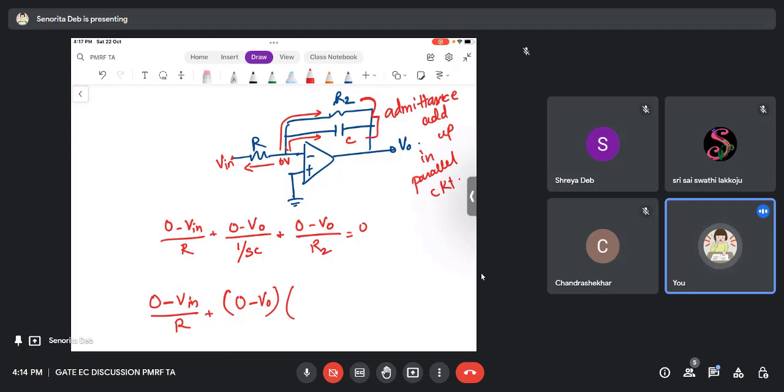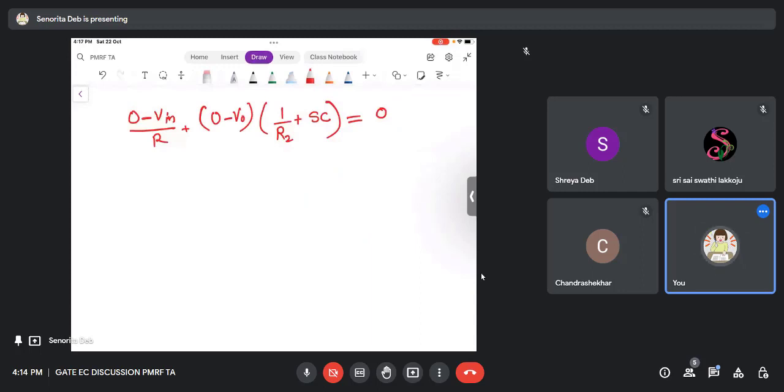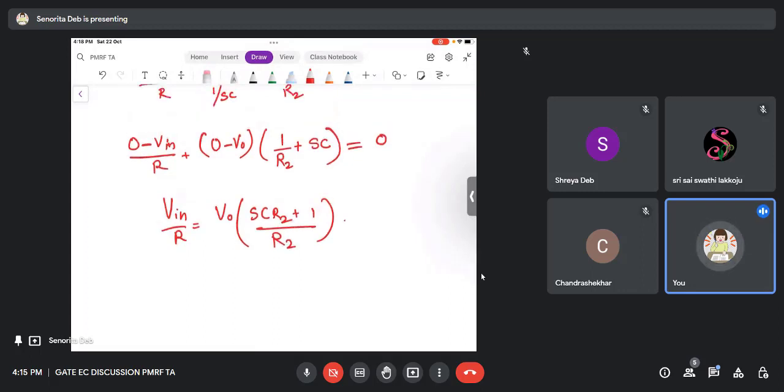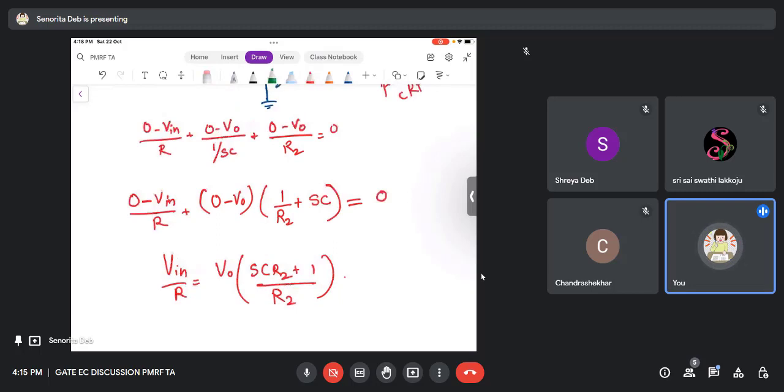So please solve the equation (0 - Vin)/R + (0 - Vo)(1/R2 + SC) = 0. So if you solve that equation, yeah, now it is updated. You can see that (0 - Vin)/R + (0 - Vo)(1/R2 + SC). Any doubt in this equation that I have written? You can ask right now. Any doubts here?